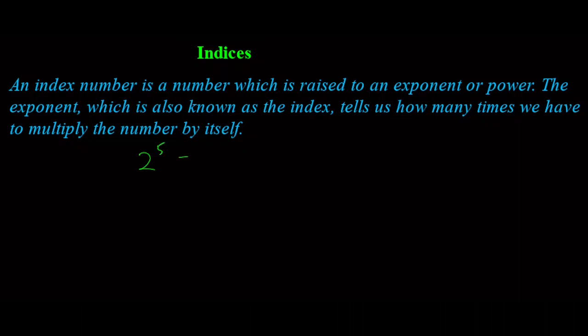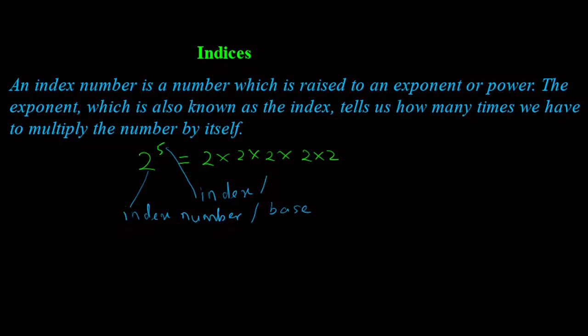That means we are going to multiply 2 in 5 places. Let's say 2 times 2 times 2 times 2 times 2. So here, the index is 5 and the index number is 2. The index number can also be called base, while the index is called power.